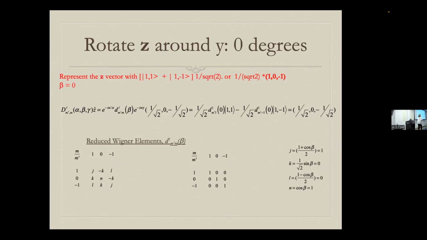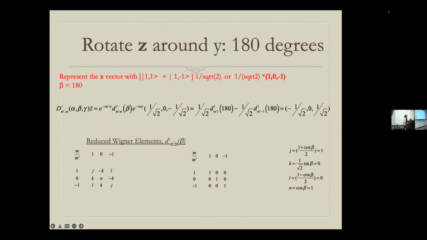So you have to represent the Z vector in these spherical harmonics, and I chose to represent it in that way. Now that you have a representation for it, you can apply those rules for rotating, and you can see what happens when you rotate when beta is 0. You're hoping you get the same thing back, right? So check it. And then you can rotate by 180 degrees. And you're hoping that you will get the negative of that thing back. Check it.